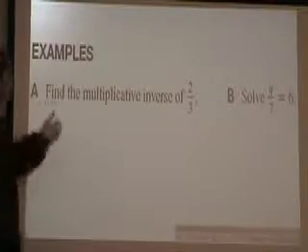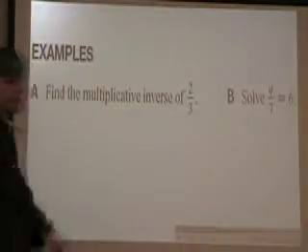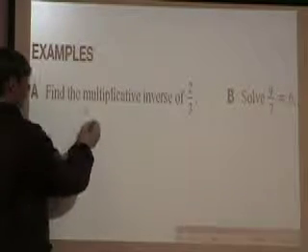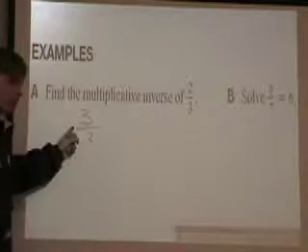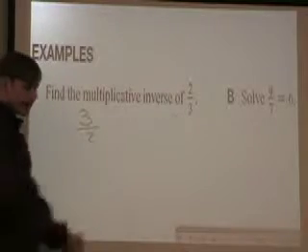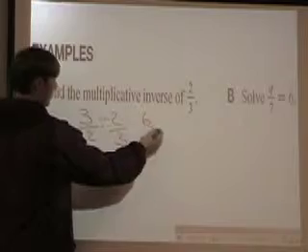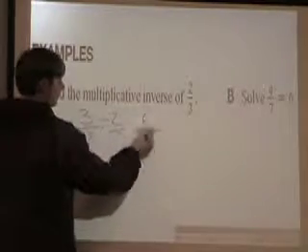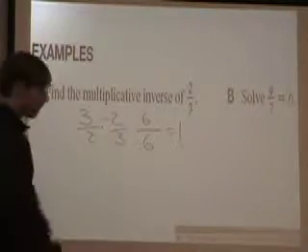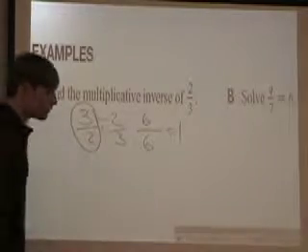So on example A, it says find the multiplicative inverse of 2/3. Remember, the multiplicative inverse is just the flip of what you got. What's the flip of 2/3? 3 over 2. That's your multiplicative inverse. Now the way you check it is to multiply this times this, and if it equals 1, you got it right. What is 3 times 2? 6. And what is 2 times 3? 6. 6 over 6 is? 1. So you got it right, didn't you? So the multiplicative inverse of 2/3 is 3 over 2.